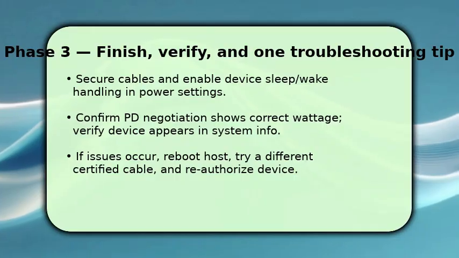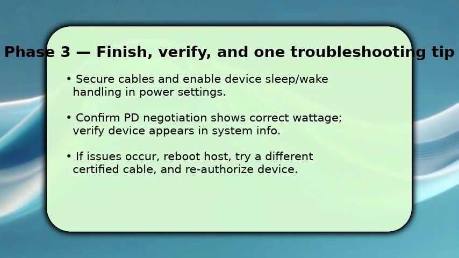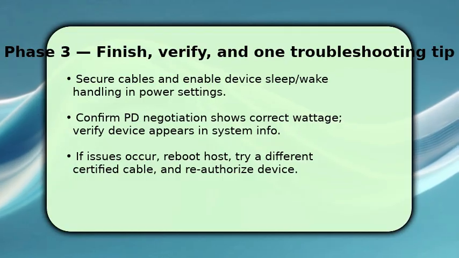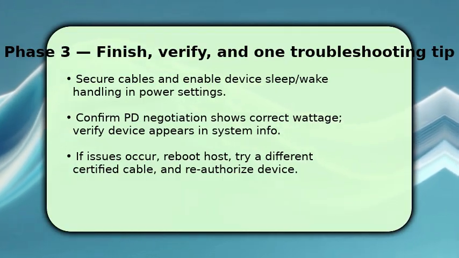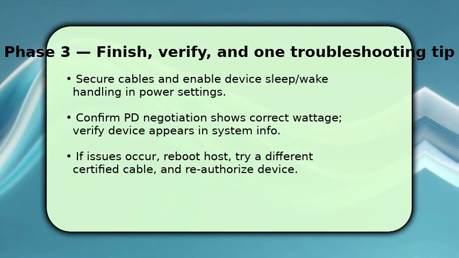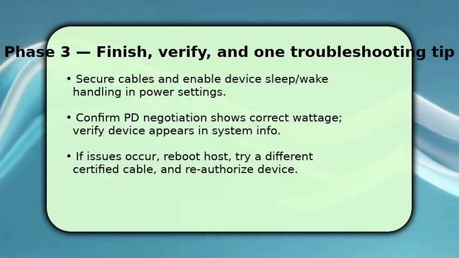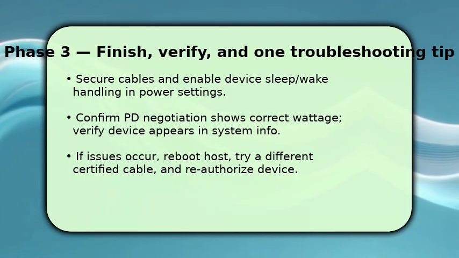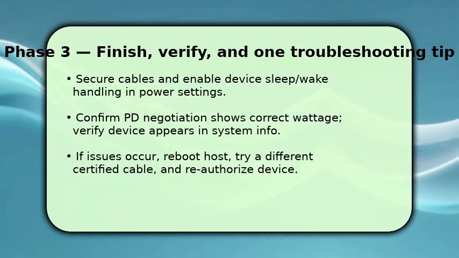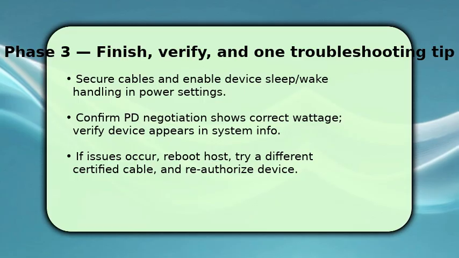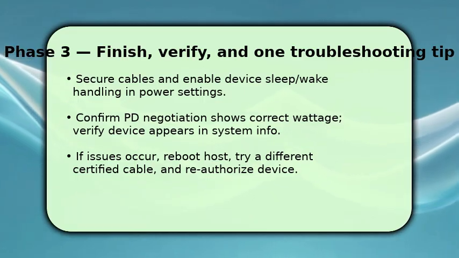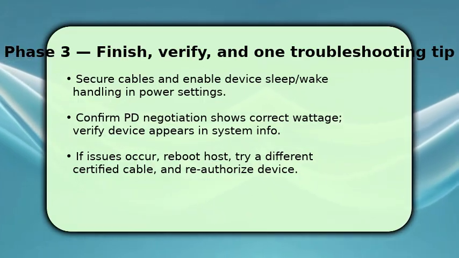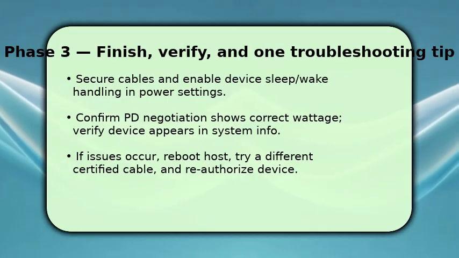You finish by tidying connections and confirming power delivery and device recognition in System Info. Make sure sleep and wake behave correctly. Once everything works, label ports or cables if you manage multiple docks. If a device won't appear or performance is low, reboot the host, swap to another Thunderbolt 4 certified cable, and reauthorize the peripheral in security settings. This single troubleshooting step often resolves blocked or slow links.